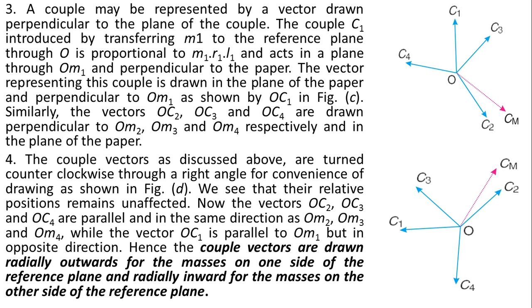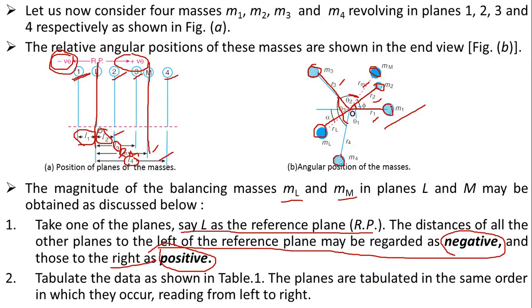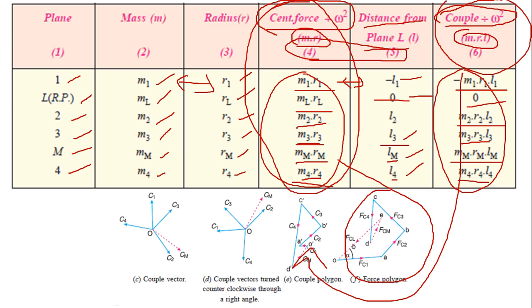So the next step, the third step, here you can see why we actually take the reference plane: when one of the couple values you will be getting is 0, that will be neglected automatically. When it is 0, you don't have to draw. So whichever unknown values are there, if you take one as 0, automatically that gets cancelled, and finding the other unknown becomes easy.